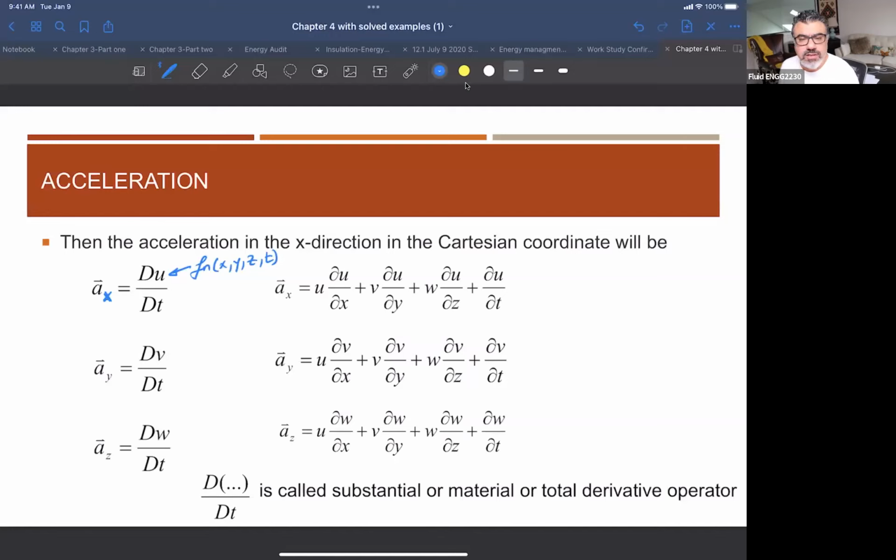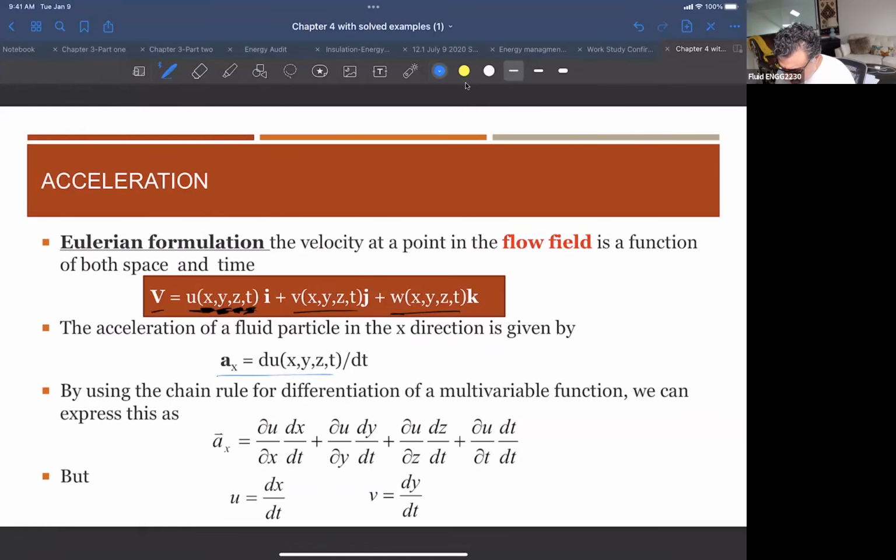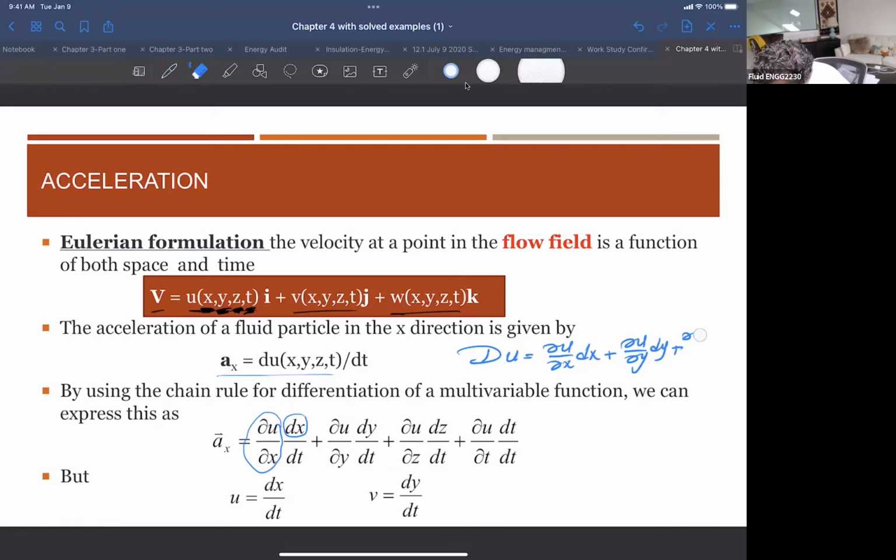When we have a function of multiple variables, what we do in order to get the acceleration is take the derivative, du by dx, right? So du will be du by dx plus du by dy plus du by dz plus du by dt, right? This is the total derivative operator, okay?